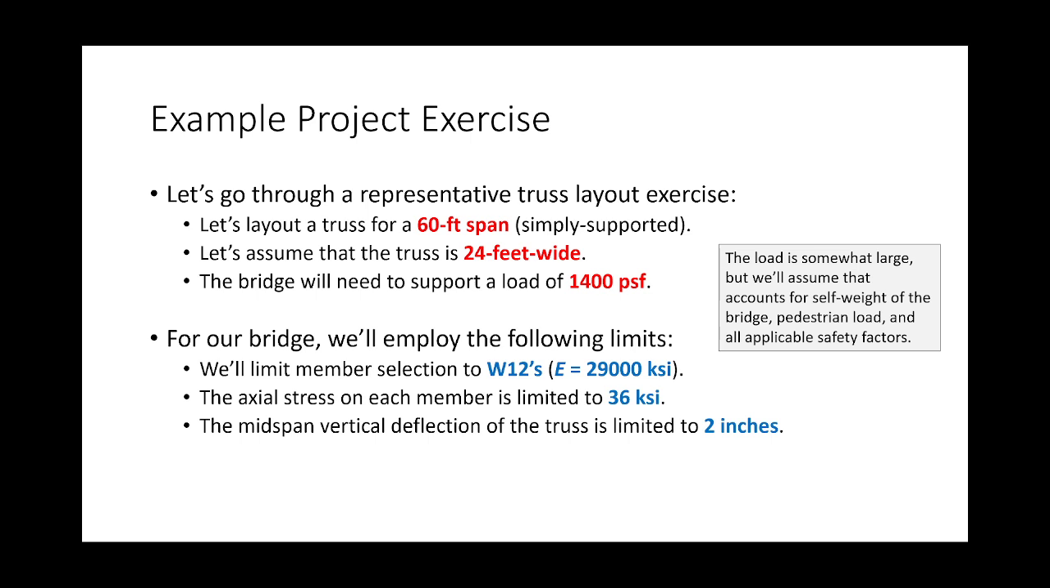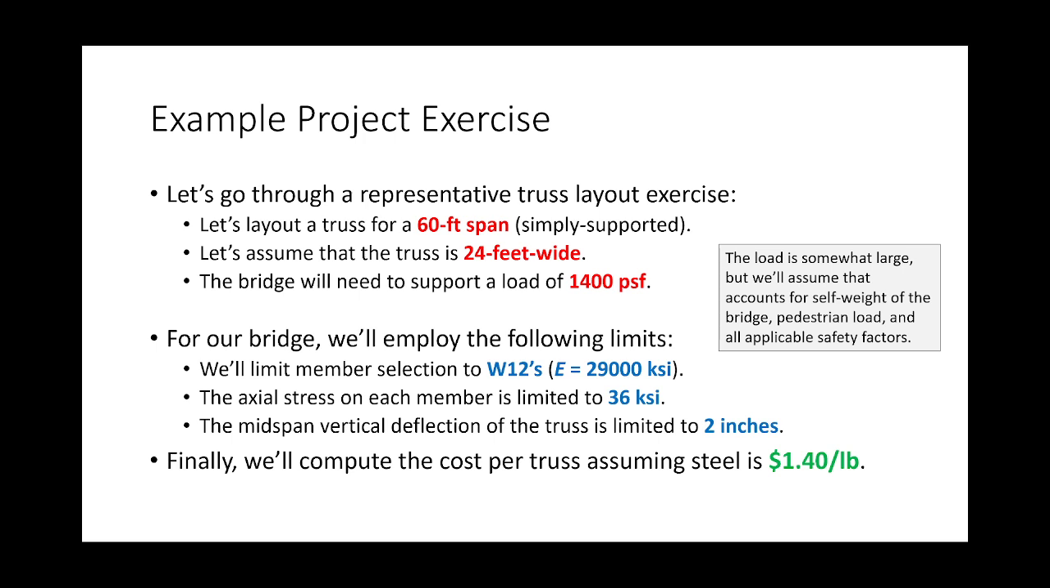The mid-span vertical deflection, we're going to limit it to 2 inches. I don't care what the truss looks like, I don't want it to deflect more than 2 inches. And finally, when it's all said and done, we're going to compute the cost of the truss, assuming steel costs $1.40 per pound. It doesn't really matter what the unit price is, as you're going to see. Just need to pick something and go with it. I just kind of made that number up.